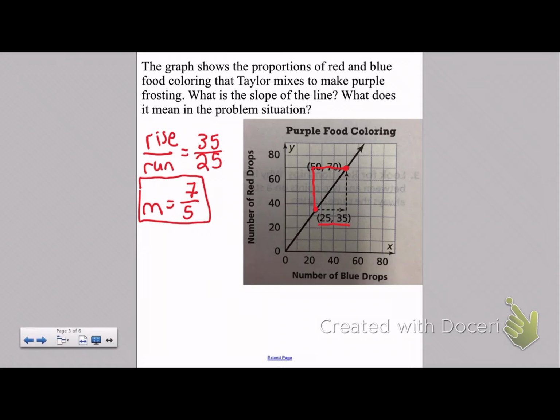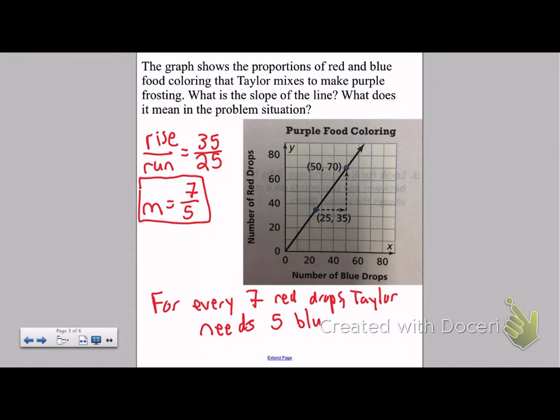And it said, what does it mean in the problem situation? Meaning, in terms of what's happening here, what does it mean? So since I reduced it to 7 over 5, that means for every 7 red drops, Taylor needs 5 blue drops.